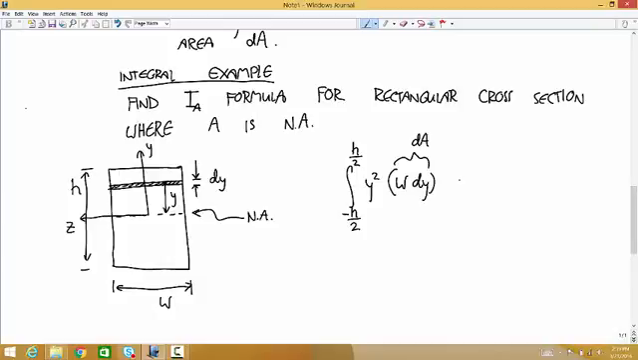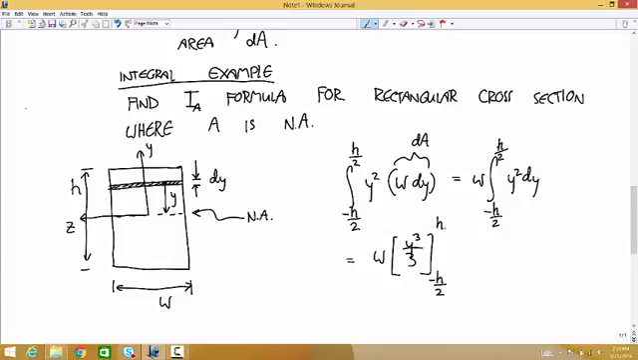Okay, so width is constant, so you can pull that out. And so now you just have y squared dy. So you have width times y cubed over 3, evaluated from negative h over 2 to h over 2.